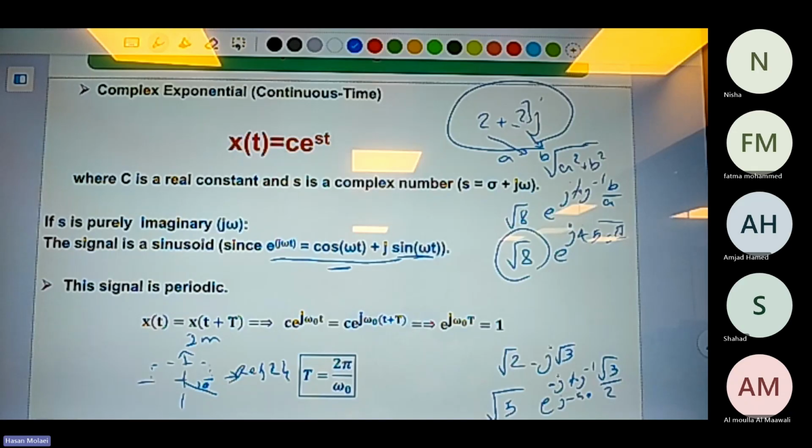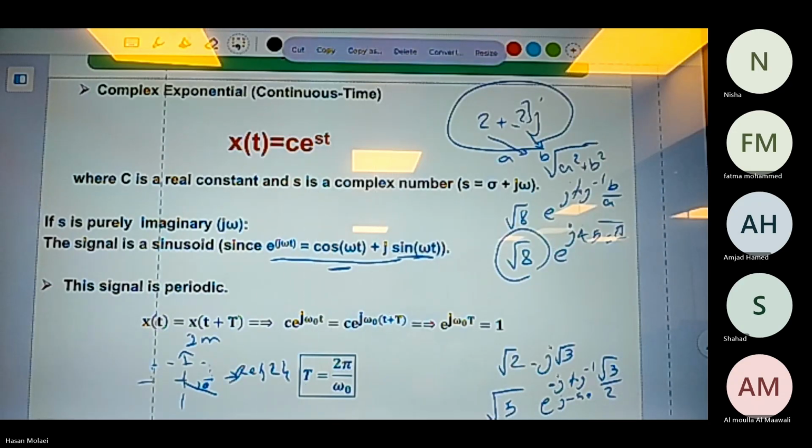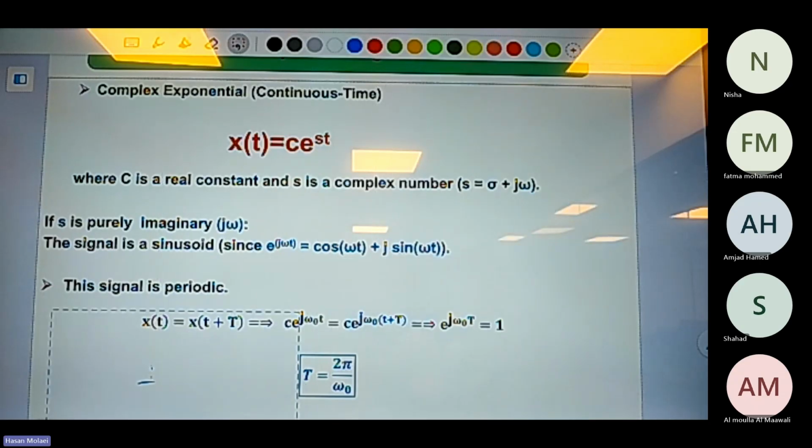Yeah, you should be able to do this. This signal, e to the power of j omega t, is a periodic signal, because it has cosine and sine. What is the period of one cosine or sine? T equals 2 pi over omega.